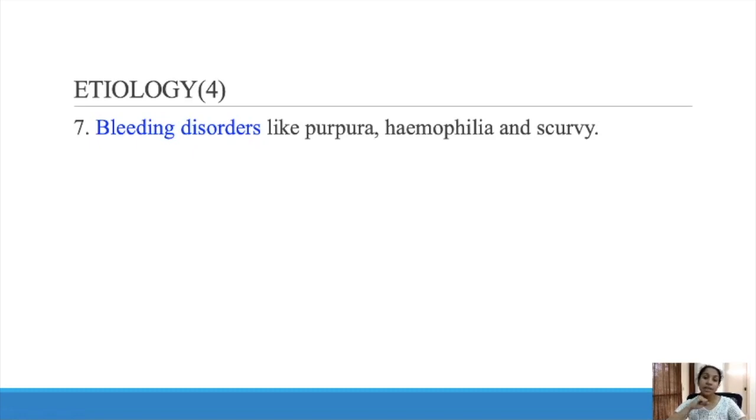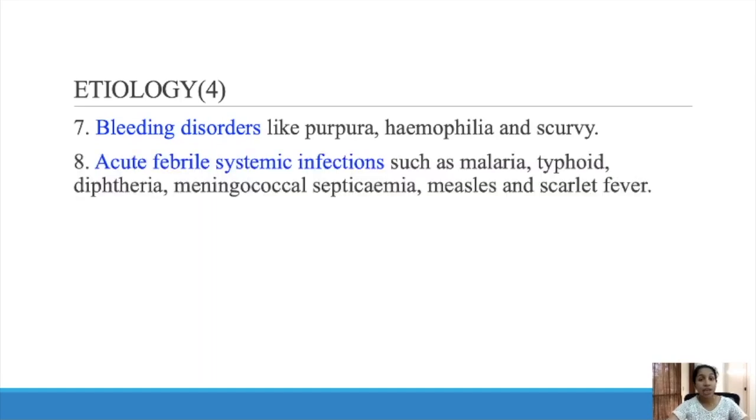Bleeding disorders like purpura, haemophilia and scurvy. So in bleeding disorders also we can see subconjunctival hemorrhage. And the eighth one is acute febrile systemic infections. Febrile means just fever is there. Acute febrile systemic infections such as malaria, typhoid, diphtheria, meningococcal septicemia, measles and scarlet fever. In all these conditions also there will be subconjunctival hemorrhage.